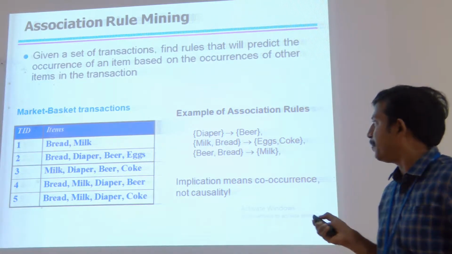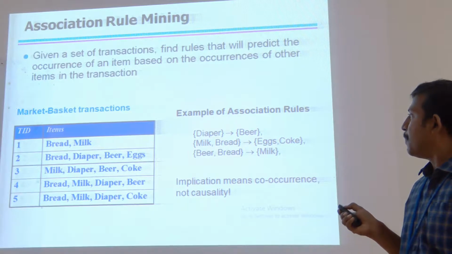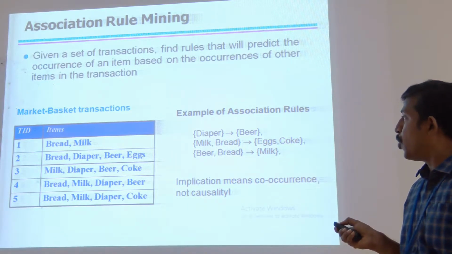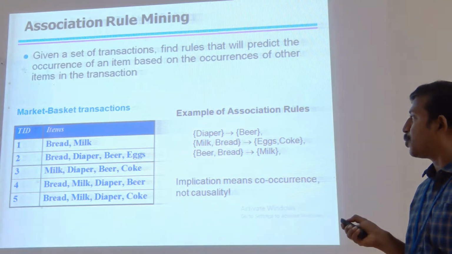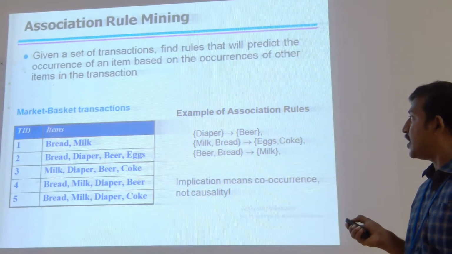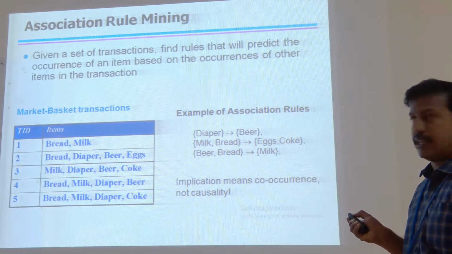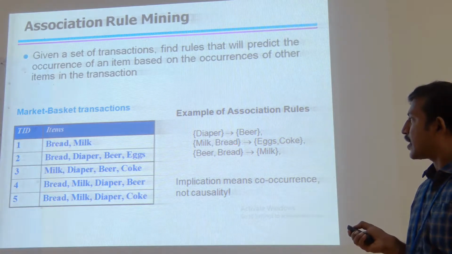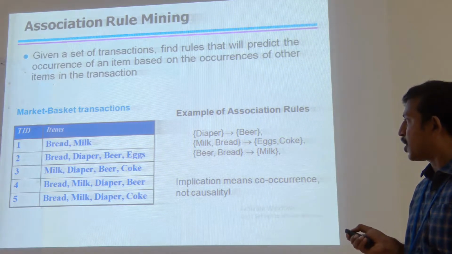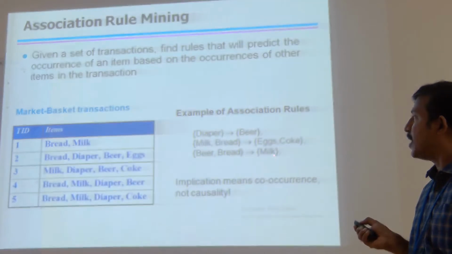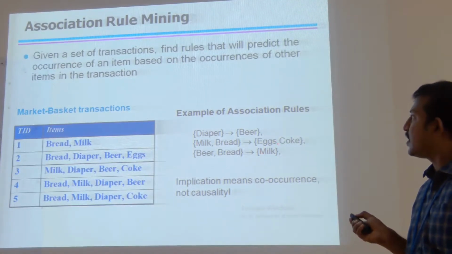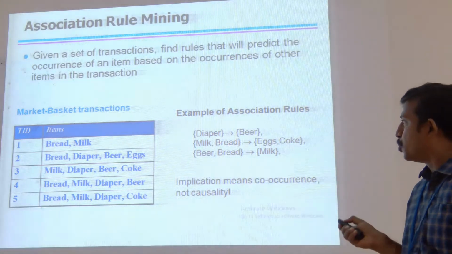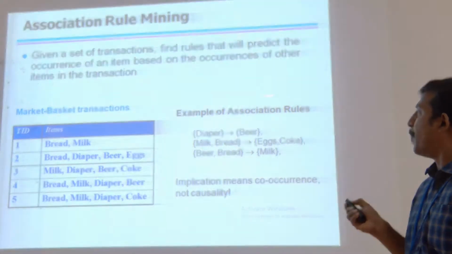Diaper implies beer, and next, milk and bread imply eggs and coke. That means the customers who have purchased milk and bread together have a chance to purchase eggs and coke together. And the next one, beer and bread: the customer who purchases beer and bread together has a chance to purchase milk also. These are the 3 association rules here.